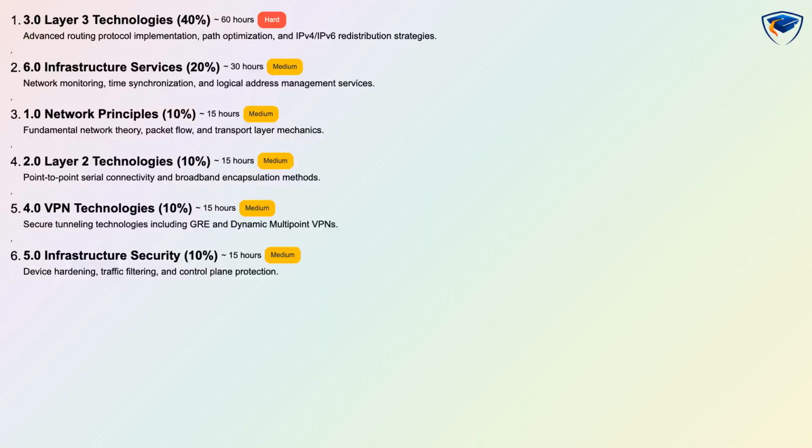This syllabus covers 6 domains with exact weights. 3.0 Layer 3 Technologies 40%, 6.0 Infrastructure Services 20%, 1.0 Network Principles 10%, 2.0 Layer 2 Technologies 10%, 4.0 VPN Technologies 10%, and 5.0 Infrastructure Security 10%. For each domain I will explain the focus, difficulty, estimated learning time, assessment type, and the key topics you must master. Use this overview to prioritize study time and hands-on practice based on the domain weights.